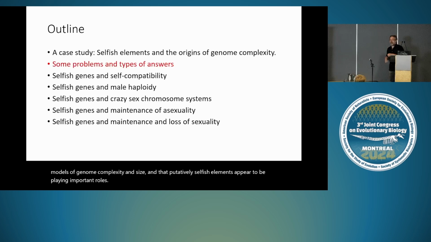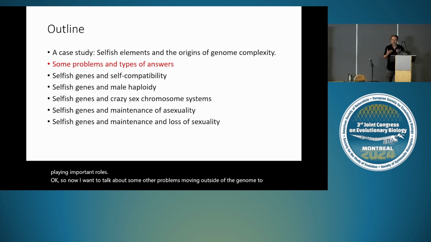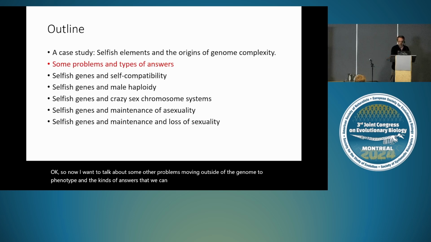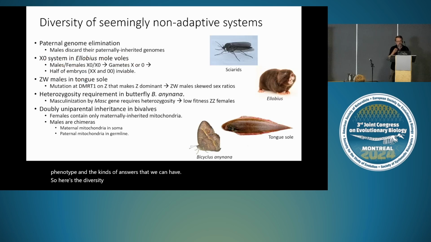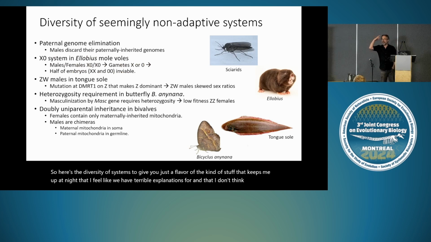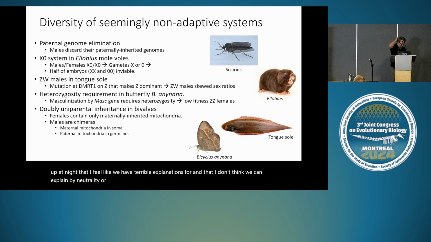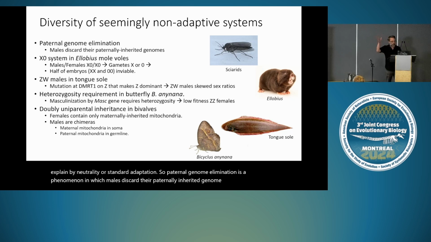Okay, so now I want to talk about some other problems, moving outside of the genome to phenotype and the kinds of answers that we can have. So here's a diversity of systems to give you just a flavor of the kind of stuff that keeps me up at night, that I feel like we have terrible explanations for and that I don't think we can explain by neutrality or standard adaptation. So paternal genome elimination is a phenomenon in which males discard their paternally inherited genome during or before spermatogenesis.